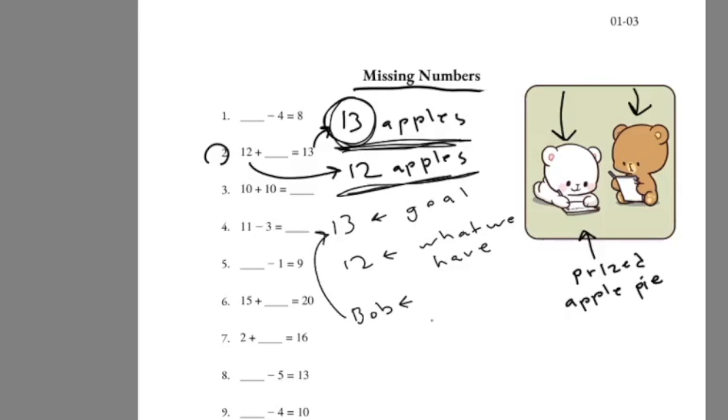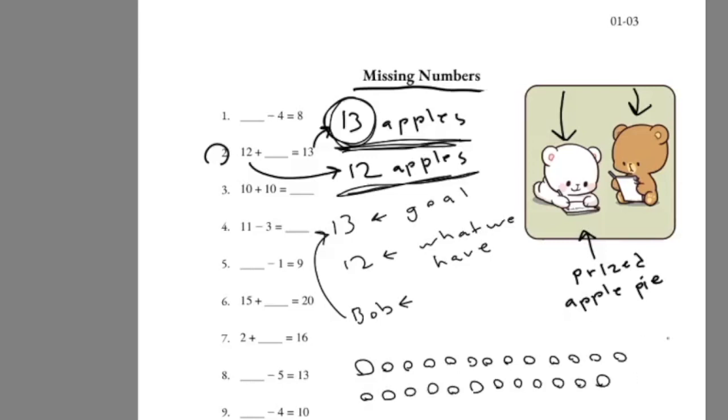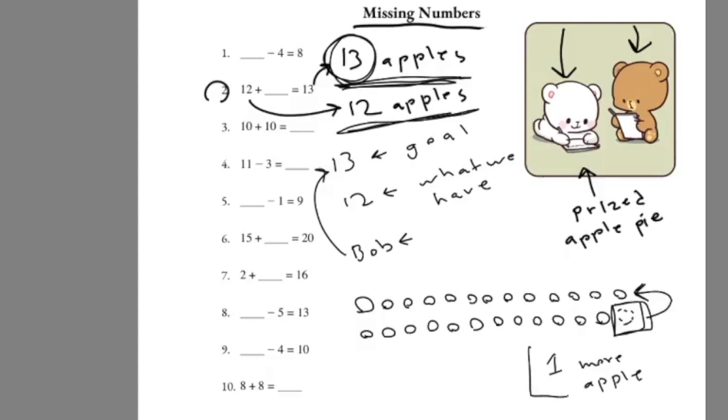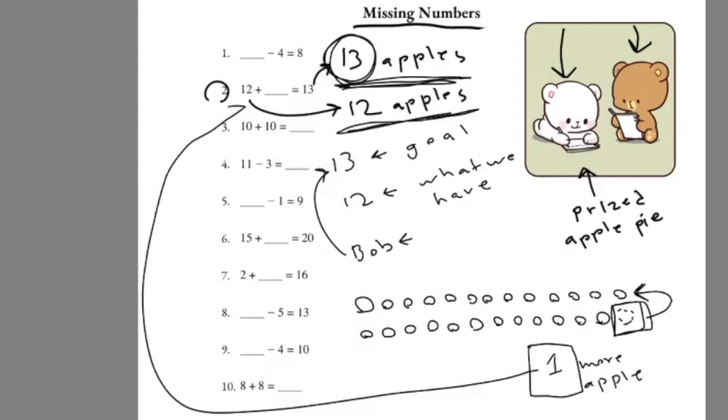Okay, so Bob is the number of apples that we need to get 13 apples. So what we can do is first, let's visualize it and draw 13 apples. And here's how many we have right now, 12 apples. And you can see that there's this one missing apple that we need to have the same amount as 13 apples. So we need one more apple to get 13 apples. And this is actually our solution to the missing number. So we put 1 here.